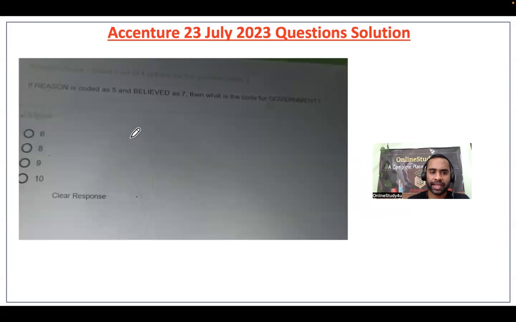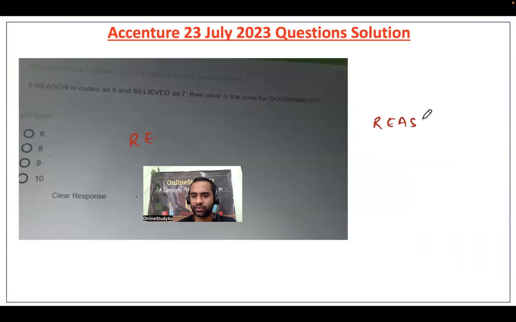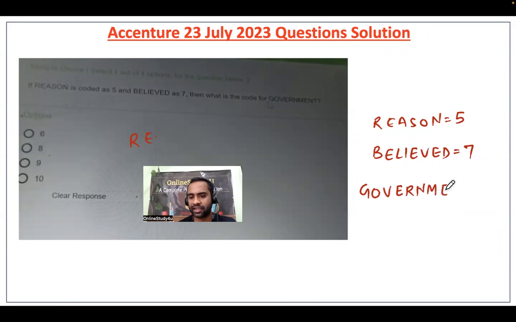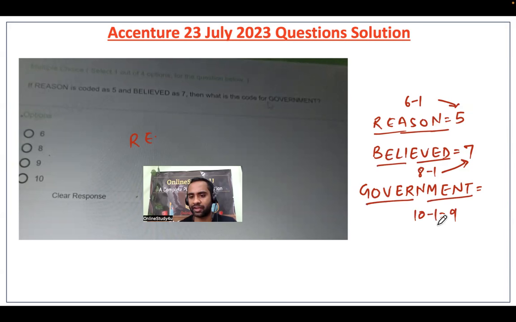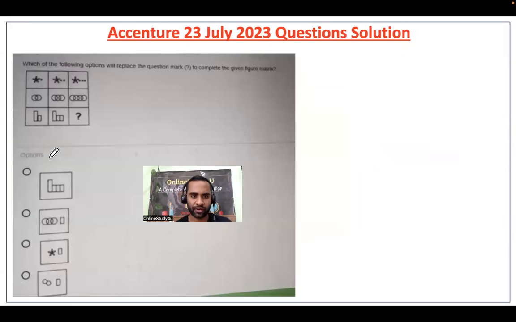Now, next, if reason is coded as 5, I'll write down here. So if reason is coded as 5, believed is coded as 7, and then govern, okay, government, then government will be coded as what? Now, friends, you see the number of letters, 6, 6 minus 1 is 5. Now 4 plus 4, 8, 8 minus 1 is 7. And then 5 and 5, 10. So 10 minus 1 will be 9. Okay, so your answer will become 9. Option C will become the correct answer for this particular problem.